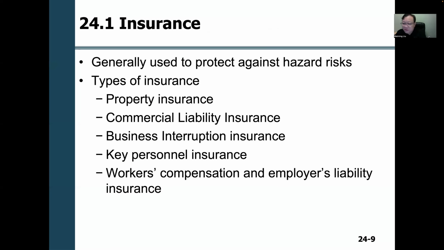There are different types of insurance: property insurance, commercial liability insurance, business interruption insurance, key personnel insurance. This type of insurance definitely will help address certain risks, right? Let's say an organization has a key personnel. That personnel is the key success factor, right? We want to make sure that we are protected against the risk of some bad things happening to that key personnel. So those are important.